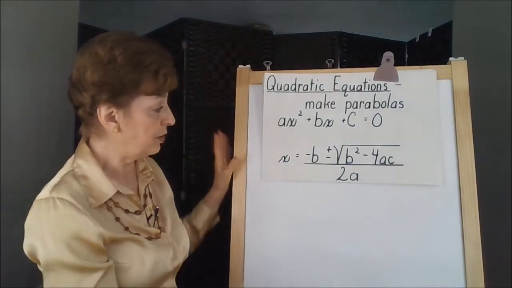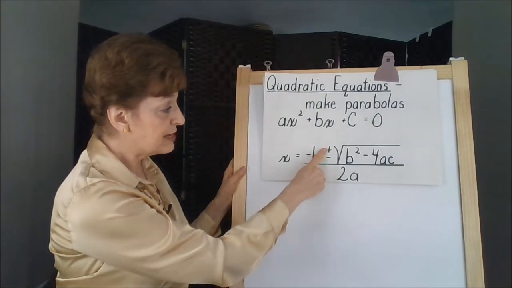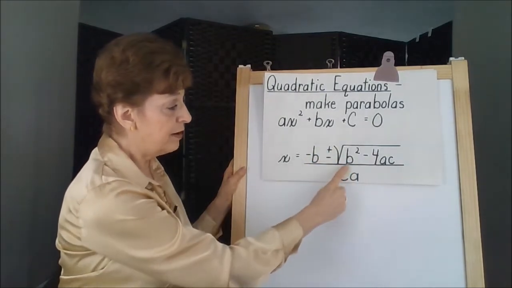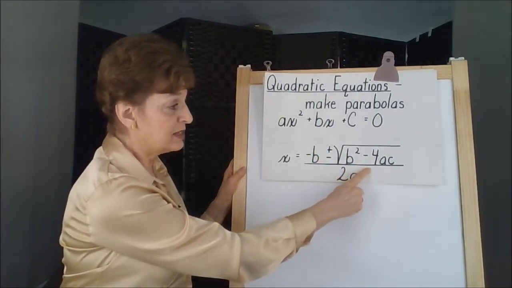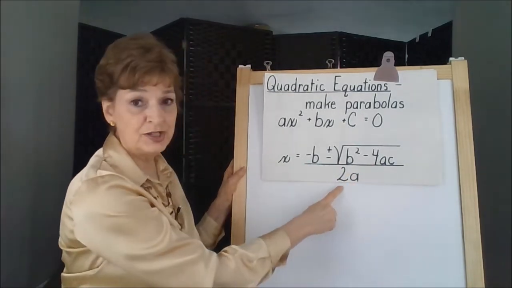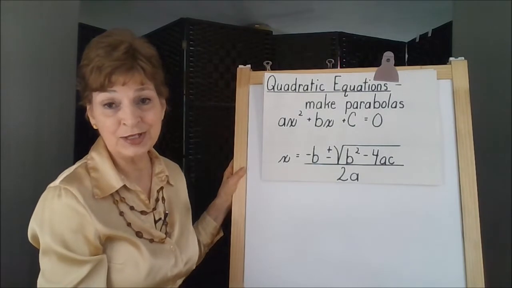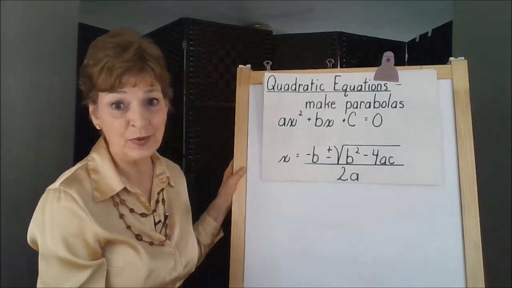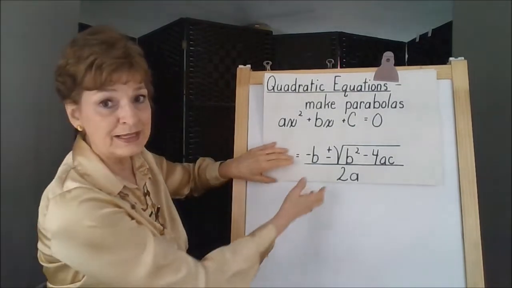X is equal to negative b plus or minus the square root of b squared minus 4ac, and the entire part is divided by 2a. This will make more sense to you when we start working with the equations. For right now, just please copy into your notes.